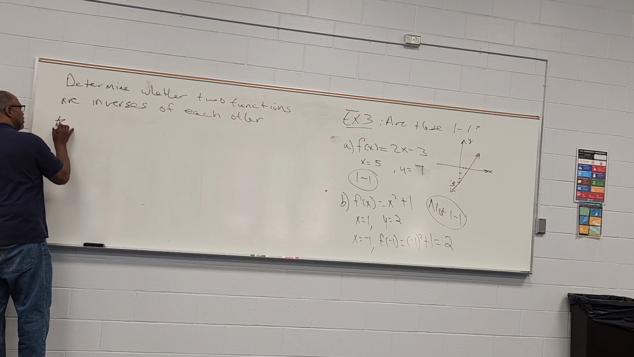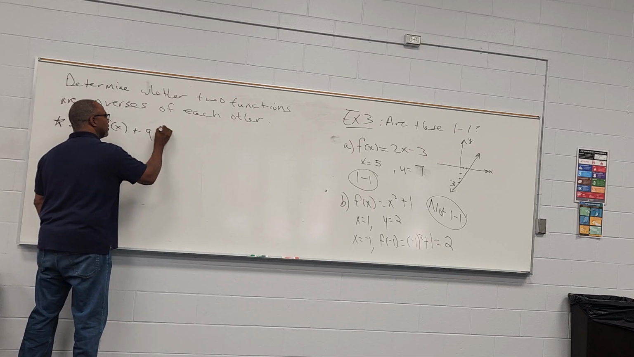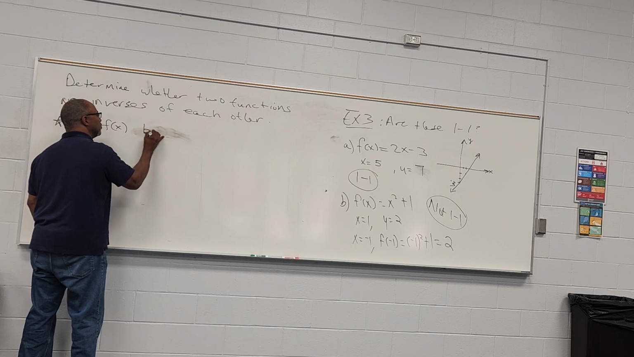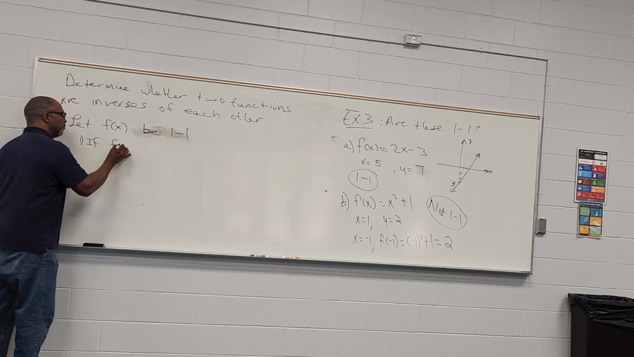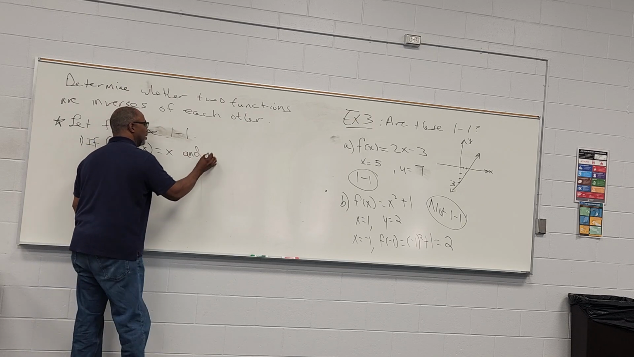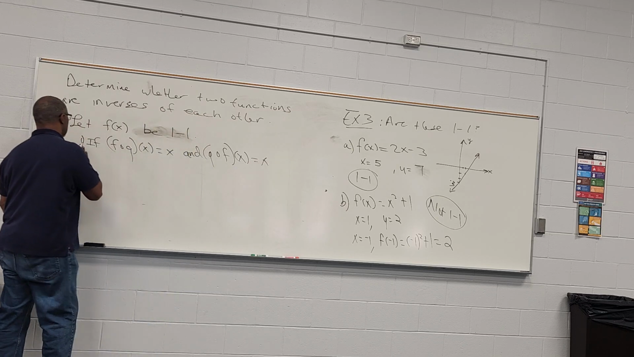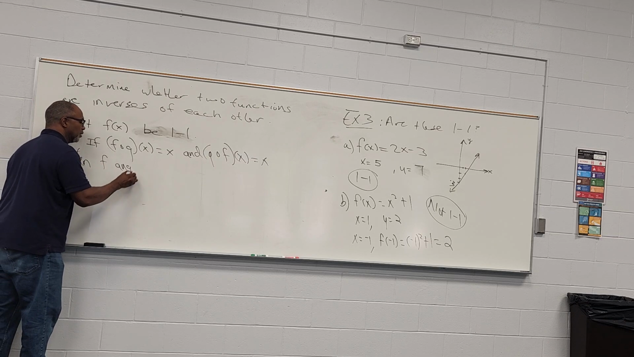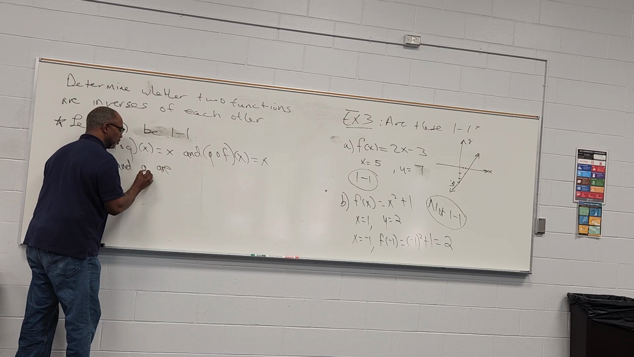So here it is. This is our process. Let f of x and g of x be functions, with f of x one-to-one. If f composed with g of x equals x, and g composed with f of x equals x, then f and g are inverses of each other.